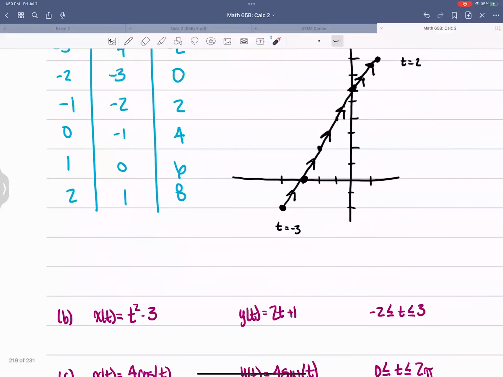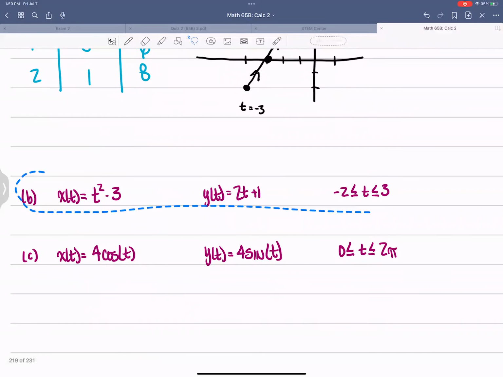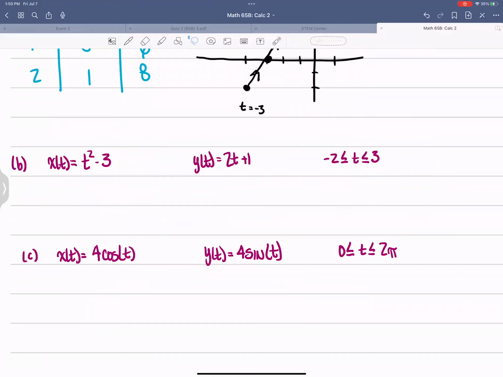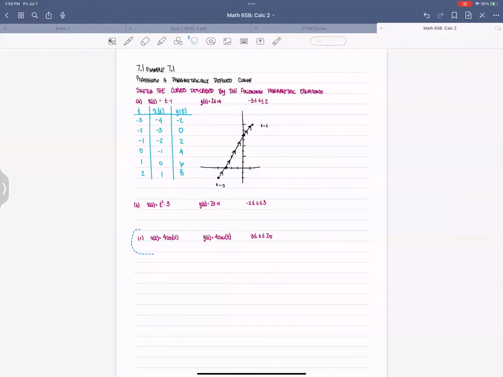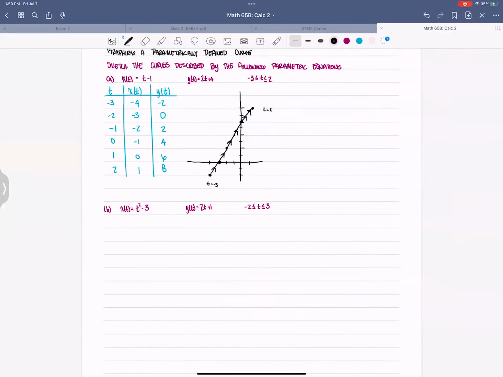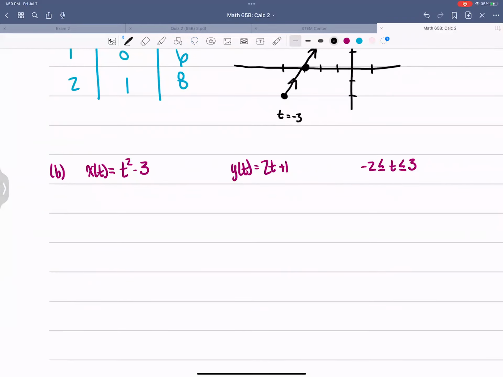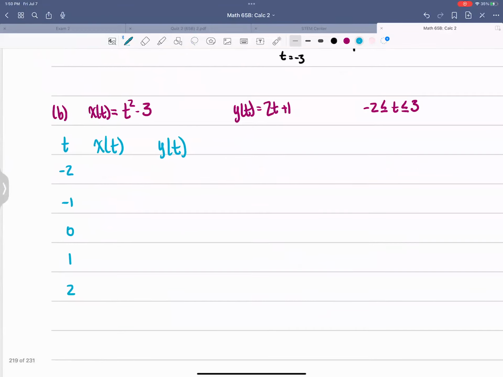Let's try for part B. Same thing for part B, we're going to come up with a tree. So t, x of t, and then y of t. T starts off at -2 and goes all the way to 3. So -2, -1, 0, 1, 2, and 3.